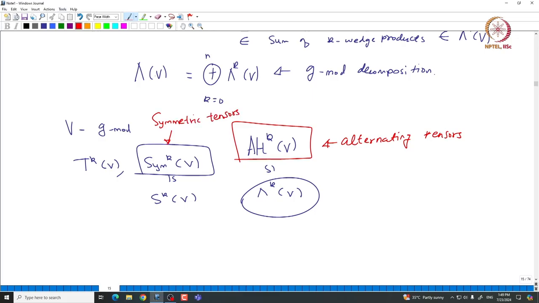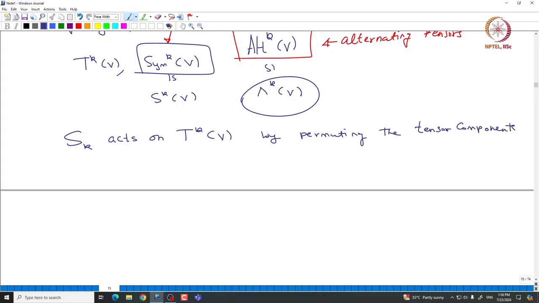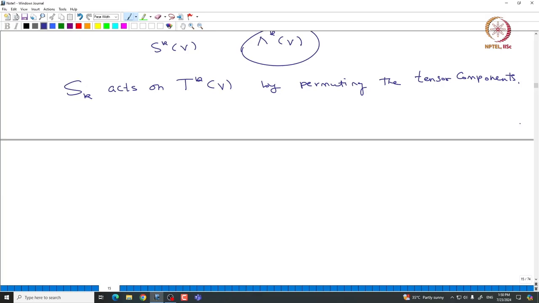So, let us see the definition. Again, we can use the natural S_k action on the T^k of V. So, recall that S_k acts on T^k of V by just permuting the tensor components. So, that gives this natural S_k action. Now what we can do is define this alternating space. Okay, so you collect all the vectors that come from T^k of V when you apply the action of sigma on w.